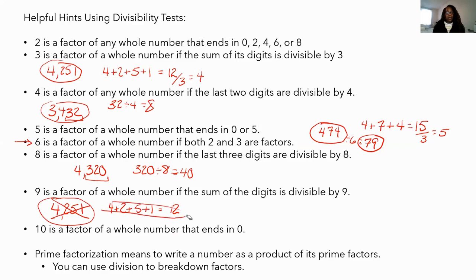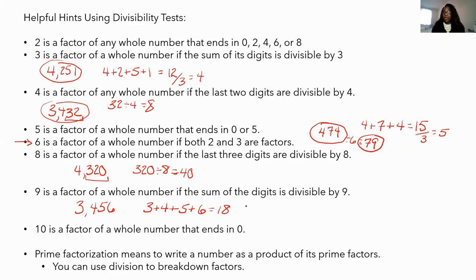But let me give you something that is. Let me erase this. So if I give you 3,456, if I add up my digits, so 3 plus 4 plus 5 plus 6, I notice my 4 and my 6, I got 10, and my 5 and the 3, that gives me 8, so this gives me 18. Remember, I can do grouping, don't forget. So now, is 18 divisible by 9? Yes, because 18 divided by 9 will give me 2. So that means this number, 3,456, is divisible by 9, all right? So you see how it kind of goes?